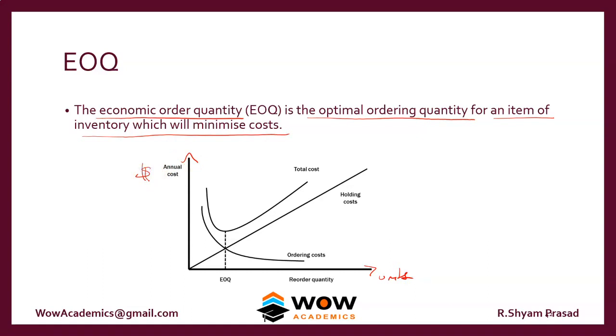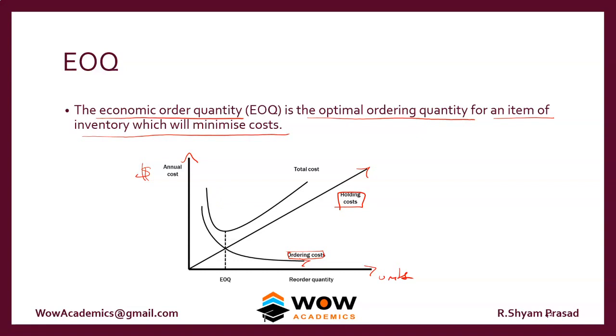There are 3 lines here. We'll start with the holding cost. Holding cost is storage cost. So the more units you store, the more the storage cost will be. The ordering cost is, if you order a large number of units, the ordering cost will fall. If you order fewer units, the ordering cost will be high. So the ordering cost keeps falling the more units you order.